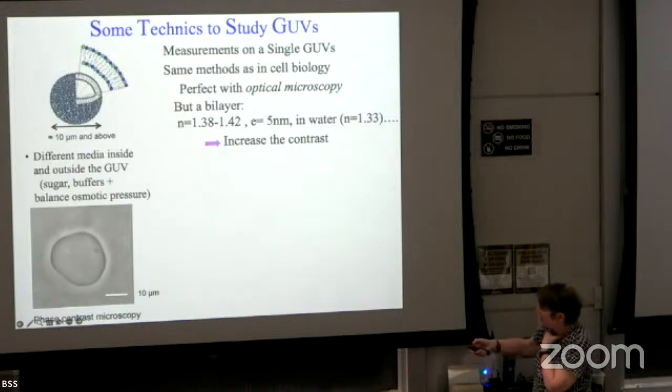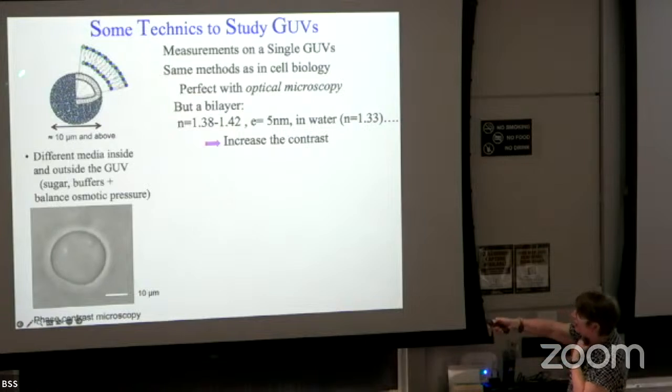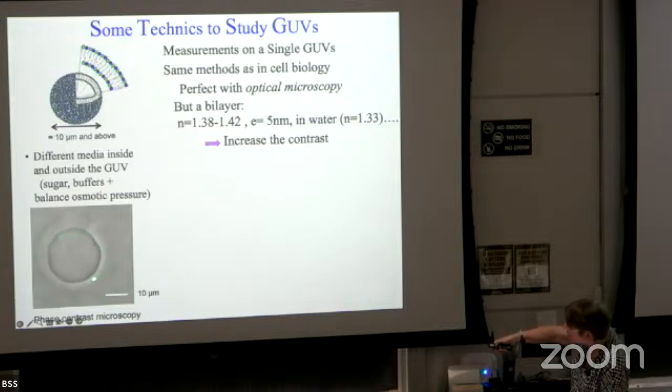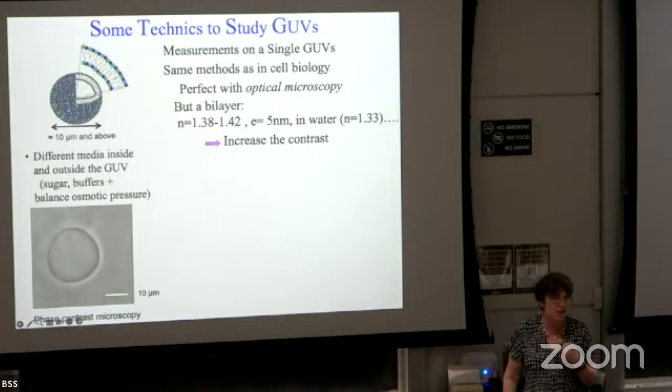What you can see here is a single bilayer. It's not a cell, it's a single bilayer, one of those giant vesicles, imaged using a typical type of microscopy called phase contrast. You can see the contour of the vesicle, and you can see the vesicle is jiggling. It's jiggling because of thermal fluctuations, right?